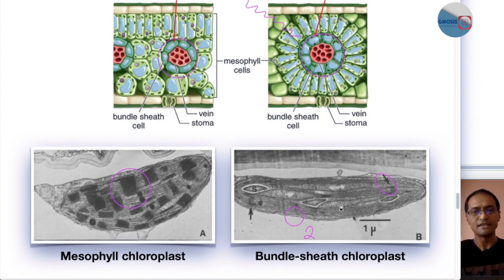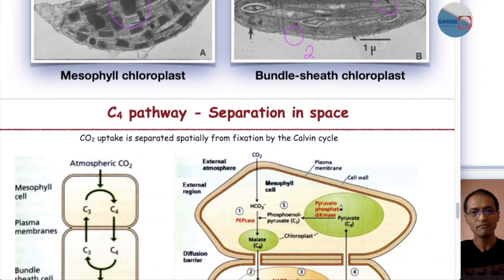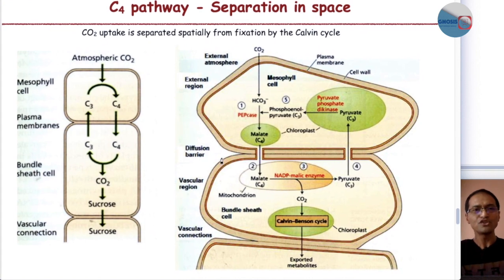So how does this deficiency in oxygen help to overcome photorespiration? Well, in the C4 plants or the C4 pathway, because you have chloroplasts in the bundle sheath cells and chloroplasts in the mesophyll cells, the uptake of carbon dioxide, or the initial fixation of carbon dioxide, is separated in space from the fixation of carbon dioxide in the Calvin cycle.